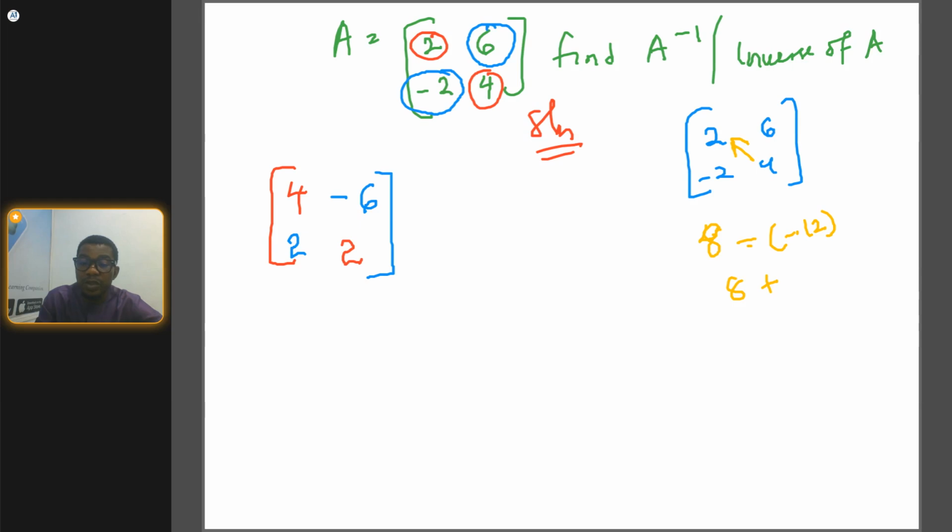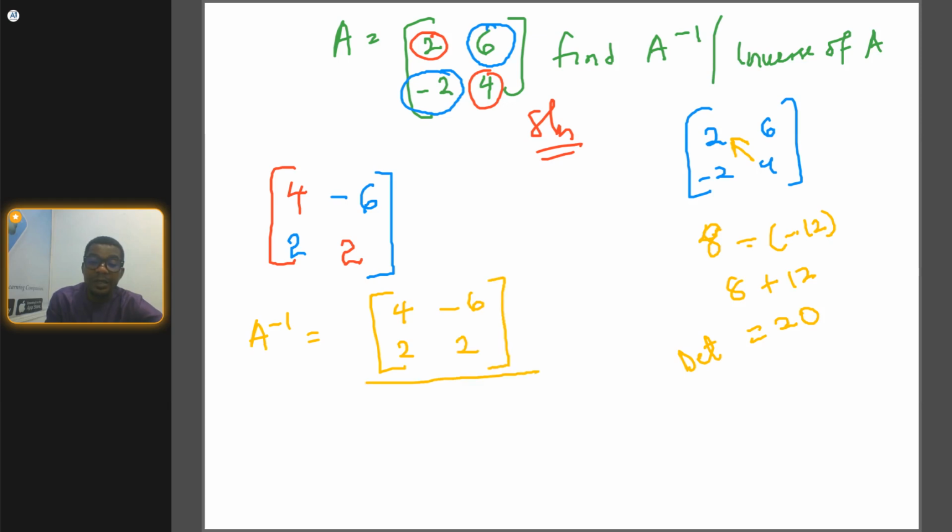We have plus 12. And when you add this together, the answer is 20. So the determinant of the given question is 20. So the inverse of A is now equal to the matrix I obtained, this matrix 4, minus 6, 2 and 2, close the bracket, divided by the determinant.